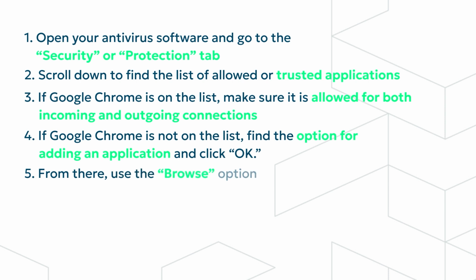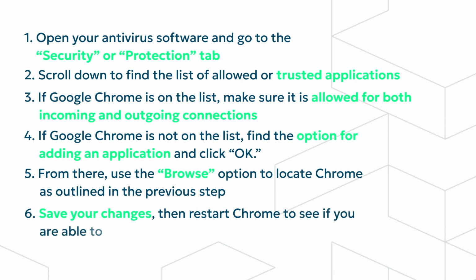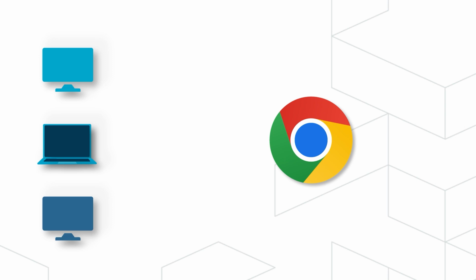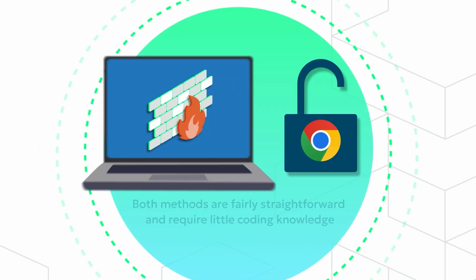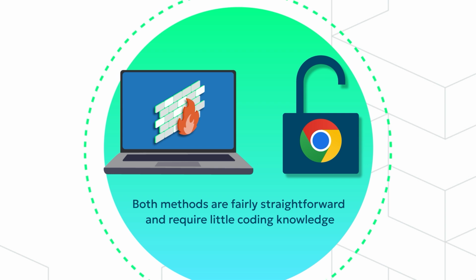From there, use the Browse option to locate Chrome as outlined in the previous step. Save your changes, then restart Chrome to see if you are able to access it. And there you have it. 2 methods for allowing Chrome to access your network. Both methods are fairly straightforward and require little coding knowledge, so you can access the internet in no time.